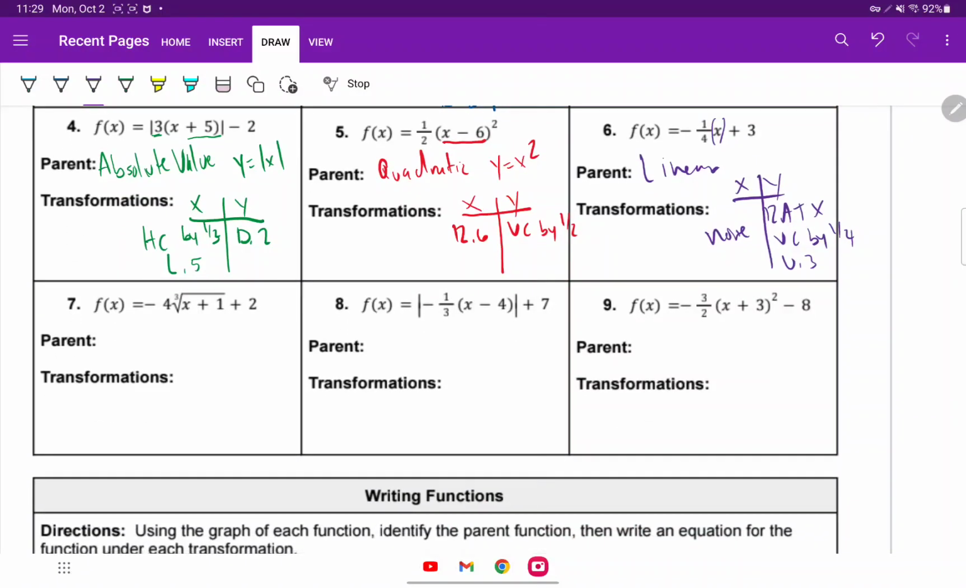All right, this is going to be a cube root function. Cube root, that's because the radical has a hook in it with a 3 in there. And there is our parent function.